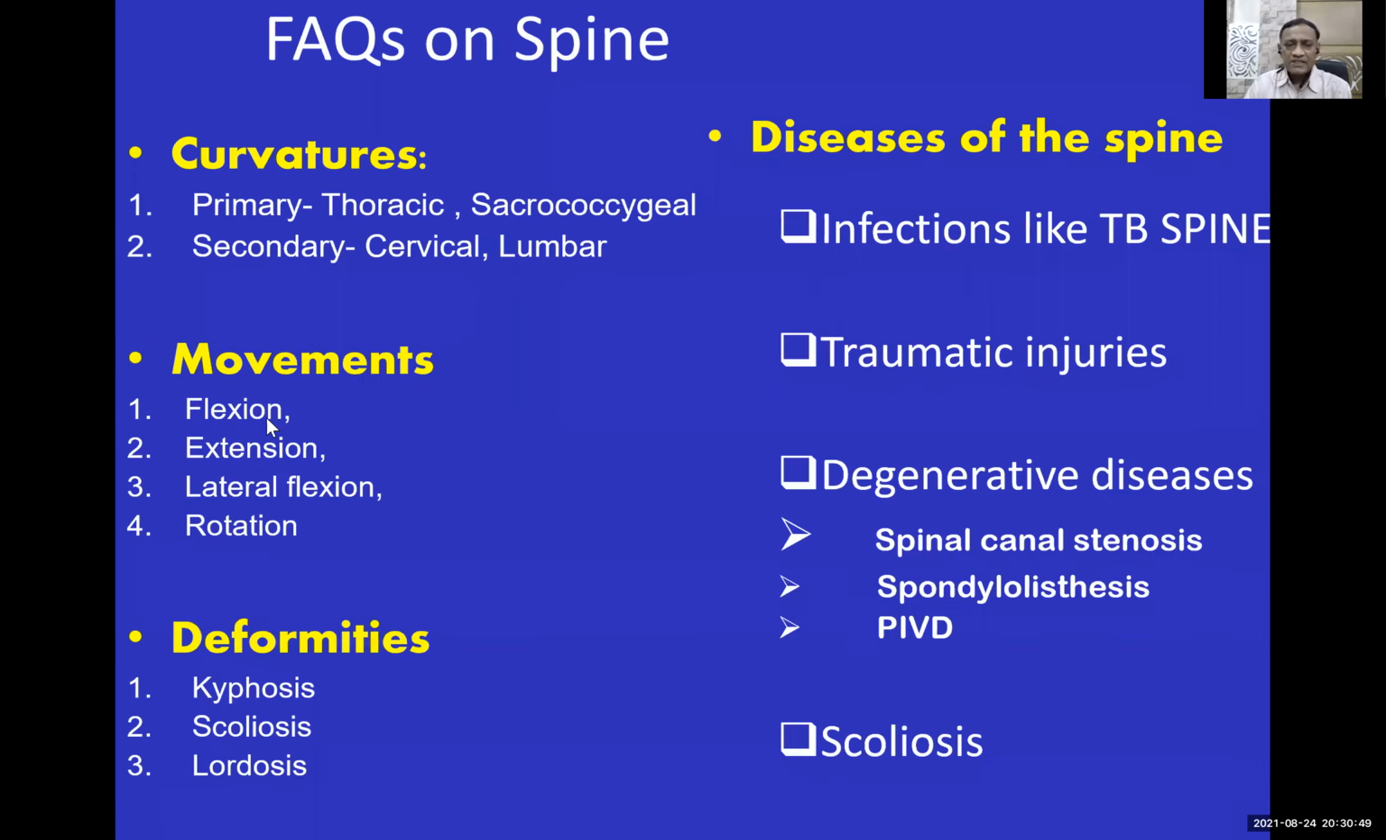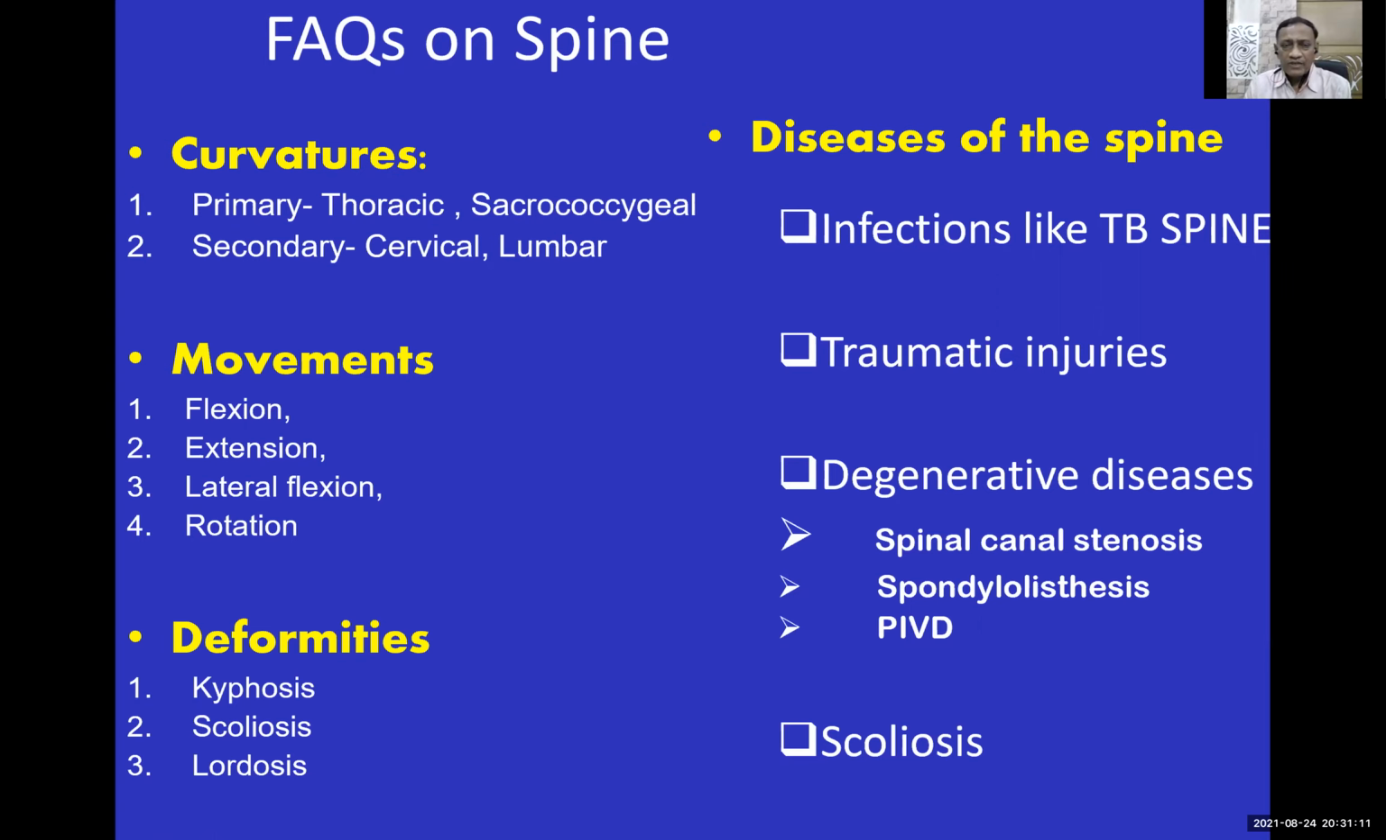What questions are likely to be asked? About the curvature, different movements, and then different types of deformities, and depending on the choice of examiners, maybe traumatic injuries or tuberculosis spine or degenerative spine or scoliosis, anything. It's up to you how you lead the examiner.